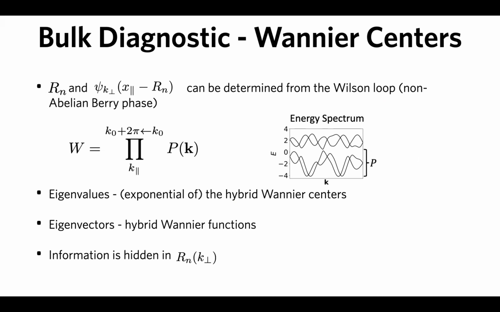Question. Is this operator in the basis of all the k-states? Does it act on all k-states simultaneously? No, so these projectors are the projectors just onto the states at one k. But it's a product of them. It's a product of them, but it's a product of them from some starting point to that starting point plus a reciprocal lattice vector. Yes. So it's actually a matrix that acts on states at this base point k0.